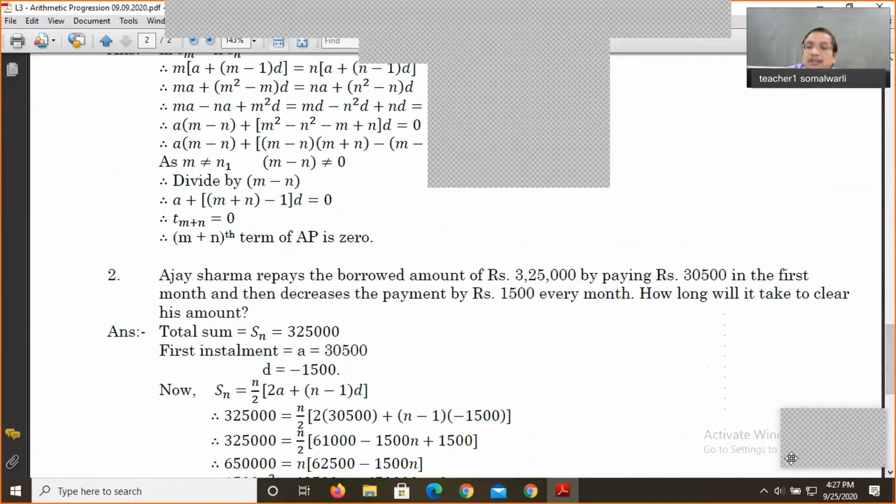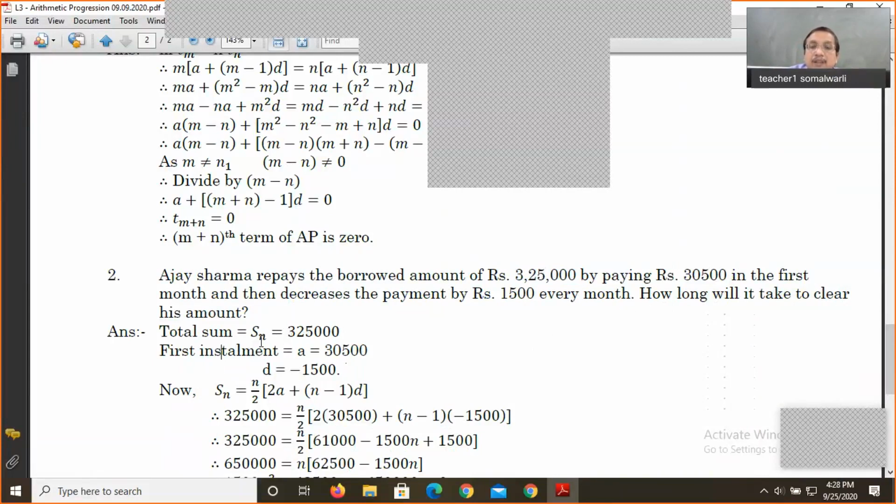Then coming to the last, it is the application of arithmetic progression. Ajay Sharma repays the borrowed amount of rupees 3,25,000. It is a big amount, so take care of calculation. So go on simplifying properly. First term, first installment, first month is 30,500, and it decreases by rupees 1,500 every month. So how many months will he require? So the total sum to repay is 3,25,000. That gives the sum of all installments.